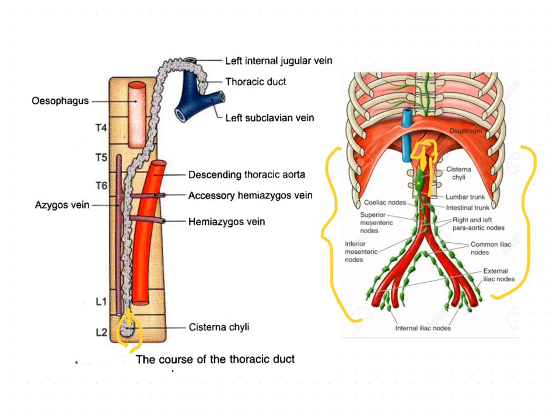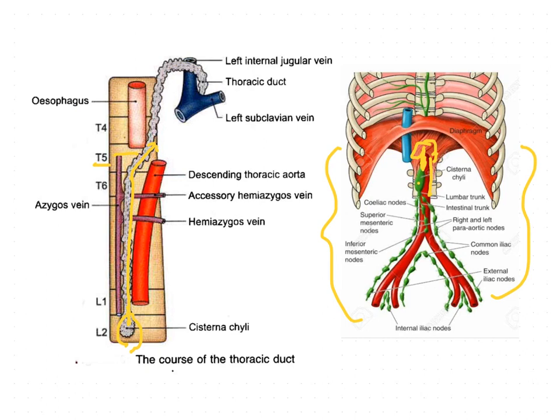Then it ascends through the posterior mediastinum, still on the right side, and crosses from the right side to the left side. It crosses from the right side to the left side at the level of the 5th thoracic vertebra. You can see here the thoracic duct crossing from the right side to the left side at the level of the 5th thoracic vertebra, and then it runs through the superior mediastinum.